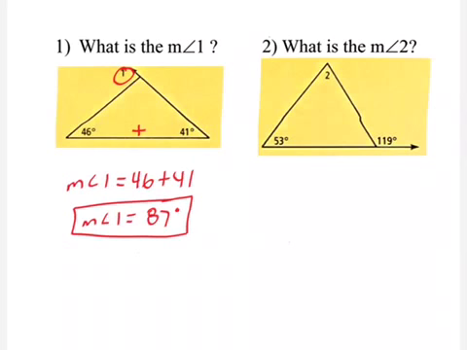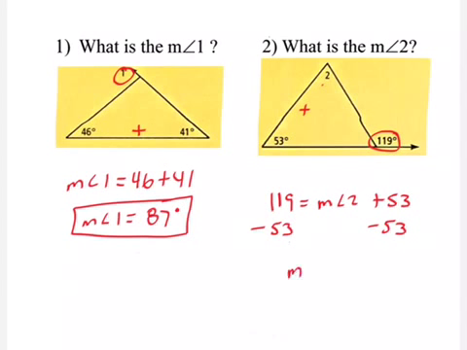For question 2, what is the measure of angle 2? Well, we have our exterior angle and we're looking for one of our remote interior angles. So what we can do is say that 119 equals the measure of angle 2 plus 53. To solve this, we'll just subtract 53 from both sides. And in this case, we get the measure of angle 2 to equal 66 degrees.